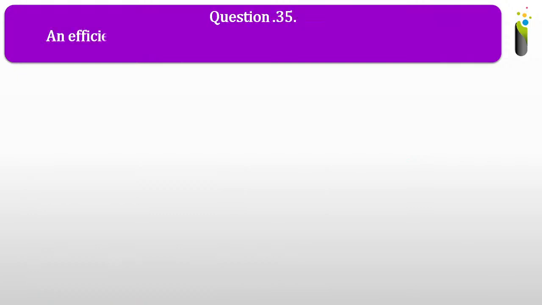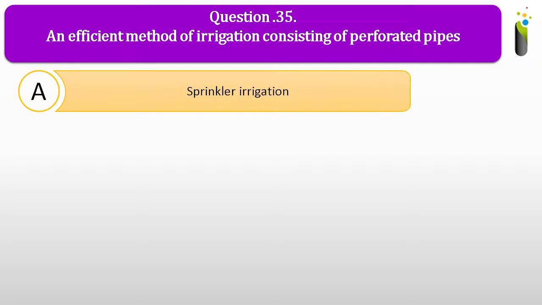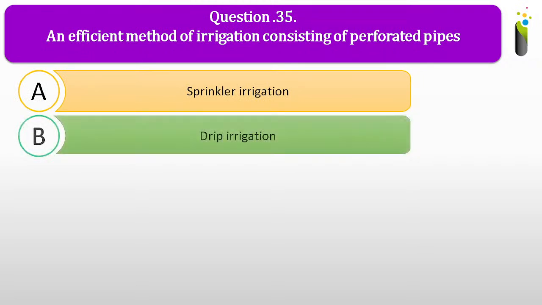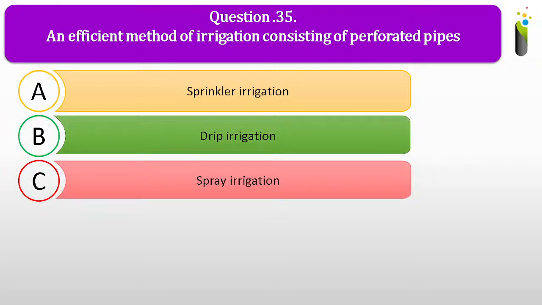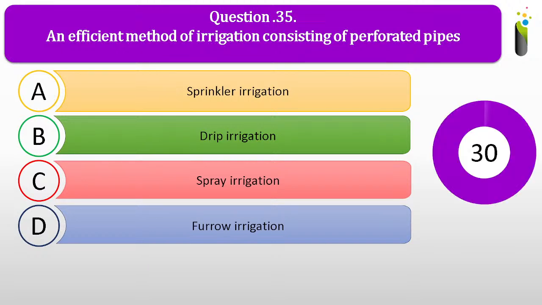Question number 35. An efficient method of irrigation consisting of perforated pipes. A. Sprinkler irrigation, B. Drip irrigation, C. Spray irrigation, D. Furrow irrigation. Yes, Abhavya Tyagi. And your time starts now.